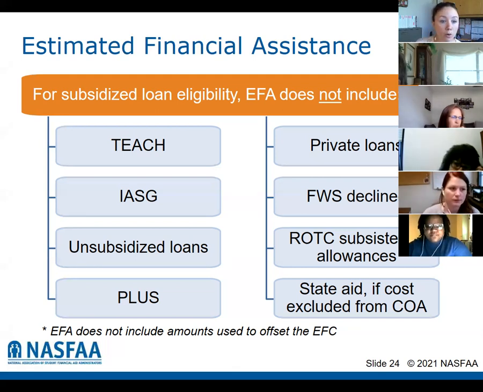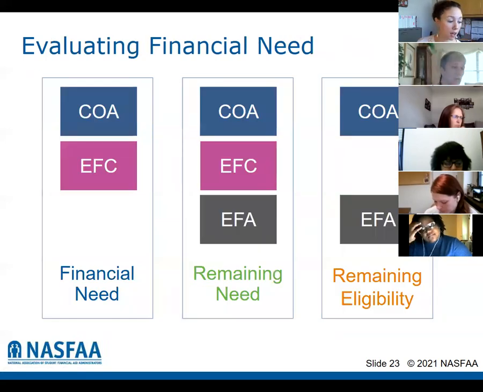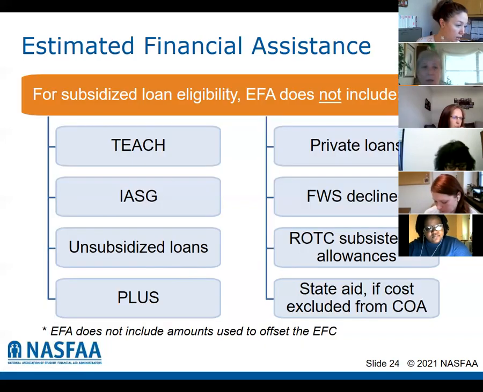Okay, great question. So for estimated financial assistance, that's that third part. So we're talking about COA, then the EFC, then the EFA. So now we're talking about EFA. So things that fall into EFA are all of these items.